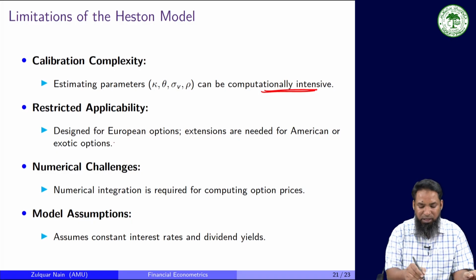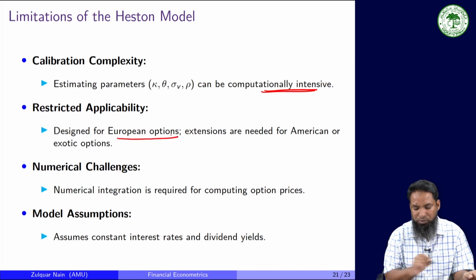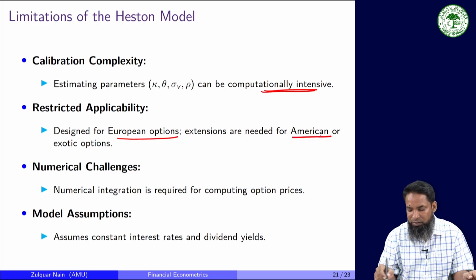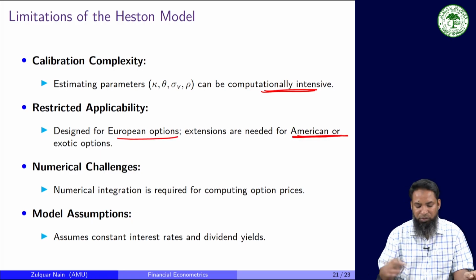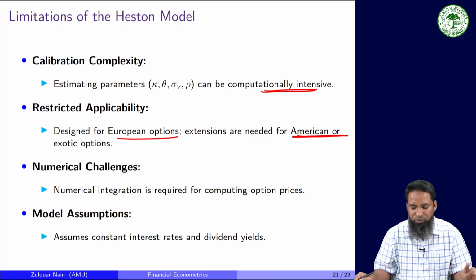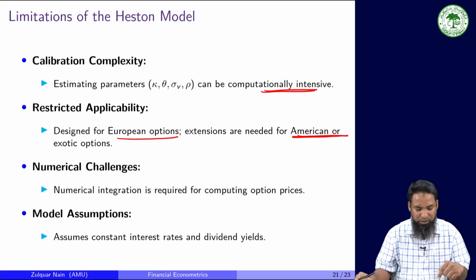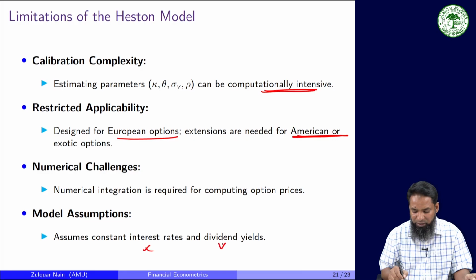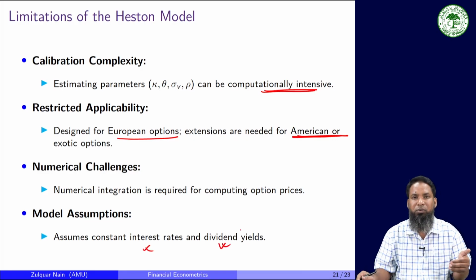However, it has one specific limitation: it is designed for European options. There is no extension. We cannot use this model for American or exotic options. Numerical challenges: integration is required for computing option prices. Then the model assumes constant interest rate and dividend yields, which is not true in the real world.